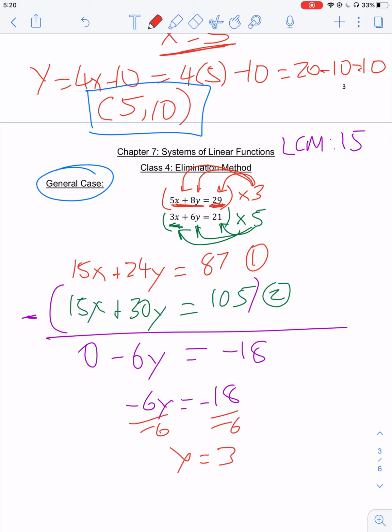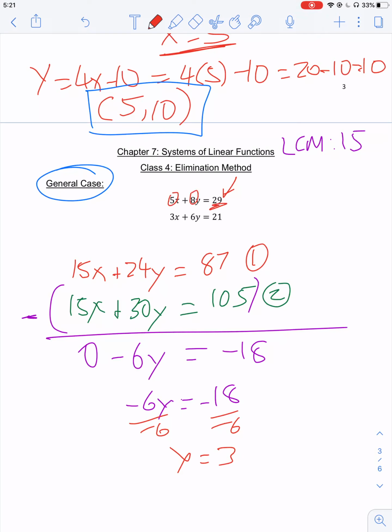Now, how can you solve for x? That's the tricky part. That's where you'll have to use one of the equations and solve for your x. Now, the top equation, you could use that, but you see, 29 is not divisible by 5, so I wouldn't do that.